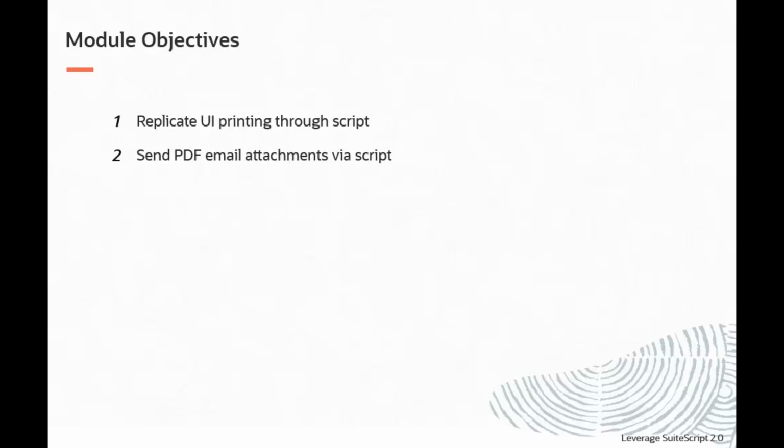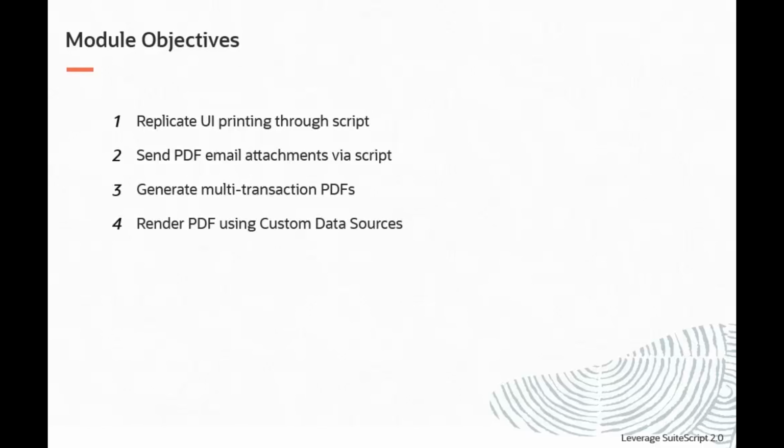By the end of this module, you should be able to understand how we can replicate the print button click using purely code, transmit email PDF attachments to intended recipients by using the SuiteScript 2.0 API, produce a PDF containing information from multiple transactions, and lastly, use custom data and child records as your data sources.